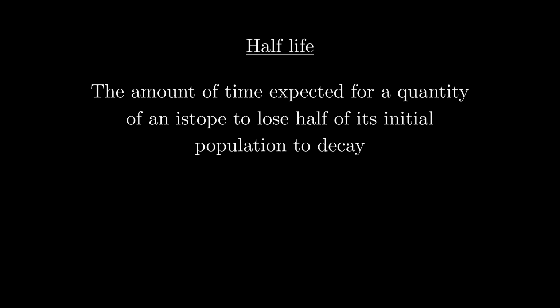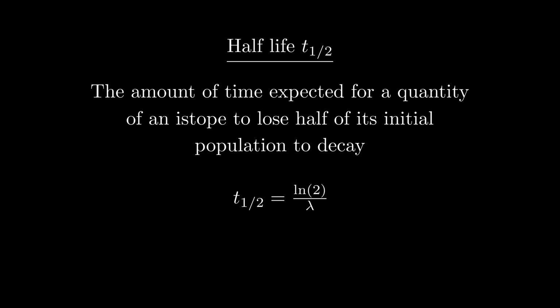Now, let's talk about the concept of a half-life, which is definitely more widely known than that of decay constants. Put simply, an isotope's half-life is the amount of time it's expected to take for a large collection of that isotope to fall in population to half of its original value. We represent half-life with the symbol t sub 1/2. The half-life is directly related to the decay constant through the following relationship, where the half-life is equal to the natural logarithm of 2 divided by the decay constant.